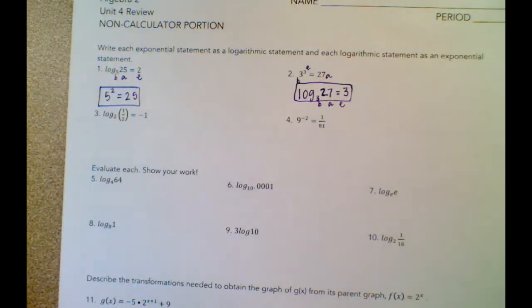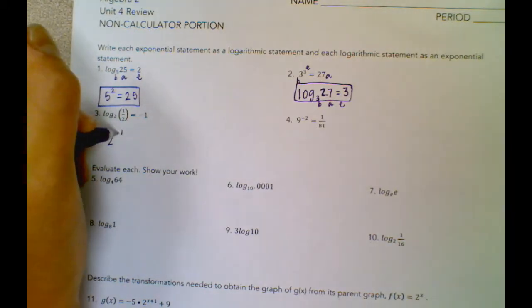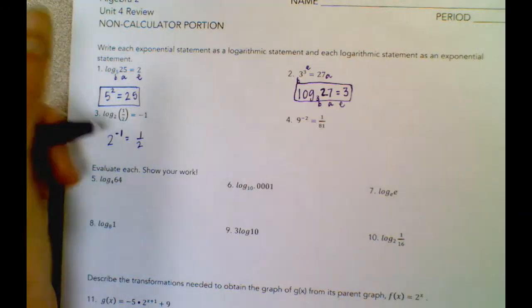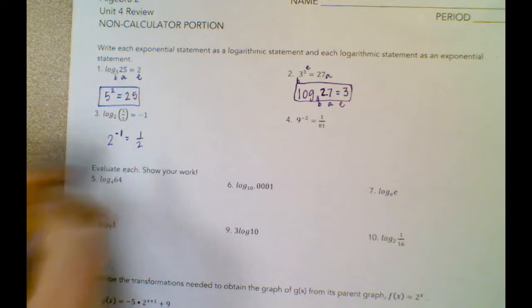Okay, number 3. Same thing, guys. Use the swoop or the Bay method. So this will be 2 to the negative first equals 1/2. And that statement's true. Remember that negative brings that 2 in the denominator. So that would be 1/2 to the first, which is 1/2.